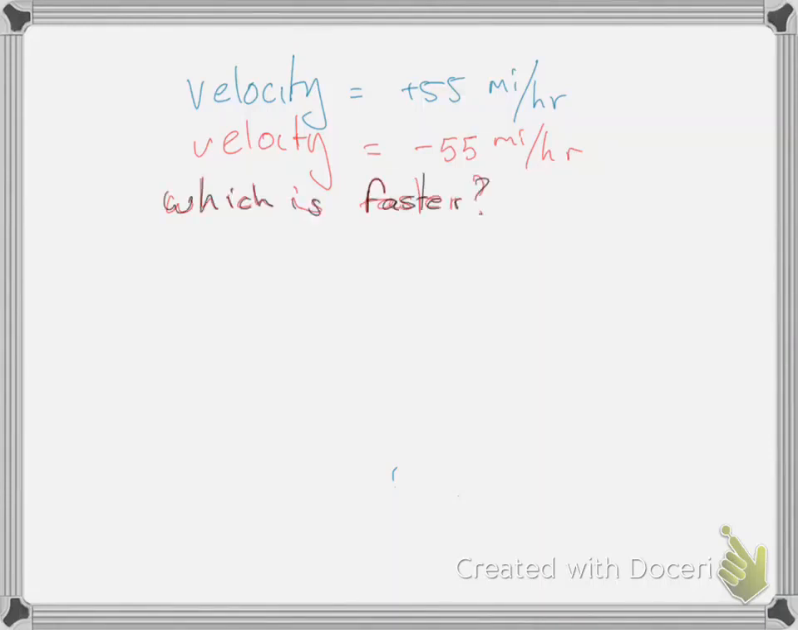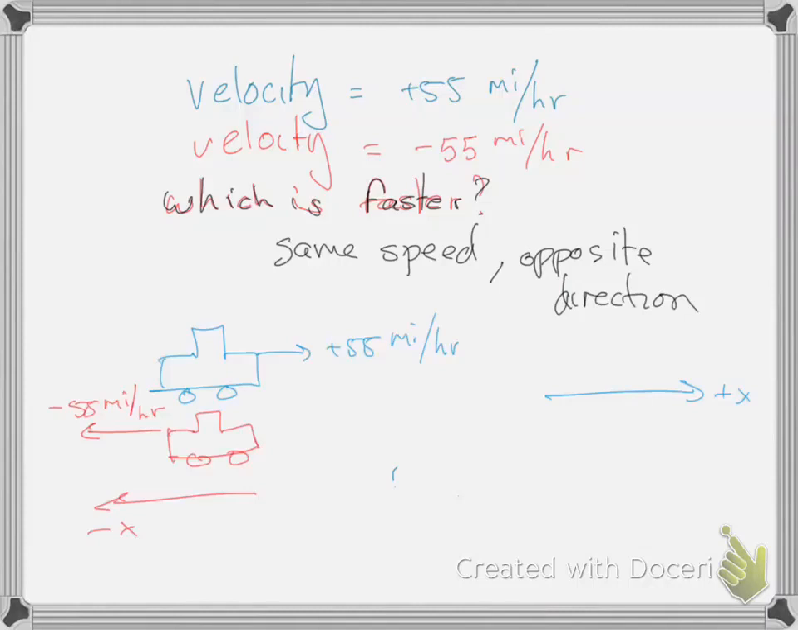Neither car is going faster. They're both going the same speed, right? They're both going 55 miles an hour, but what is the minus sign versus the plus sign? They're going in opposite directions, right? One is going in the plus x direction, the other is going in the minus x direction. So neither car is going faster than the other.